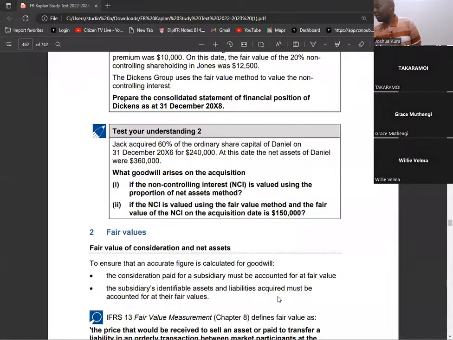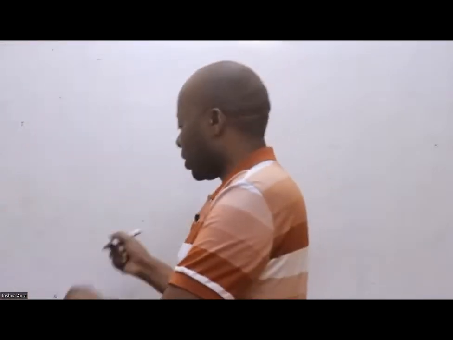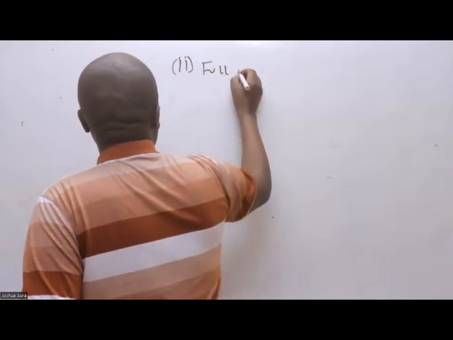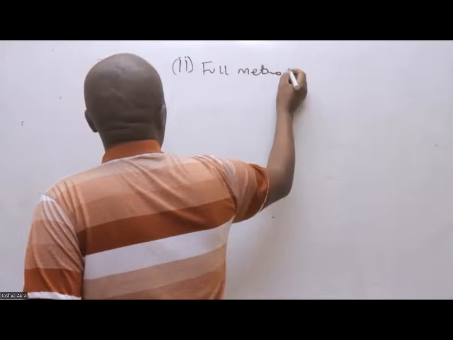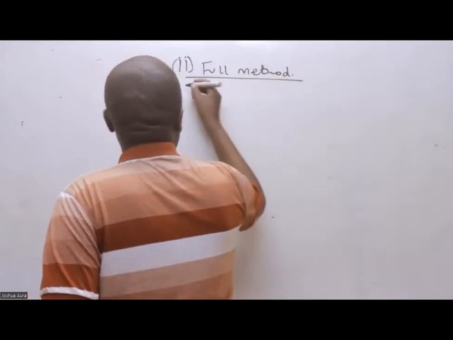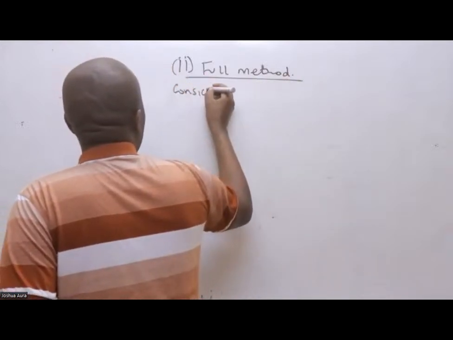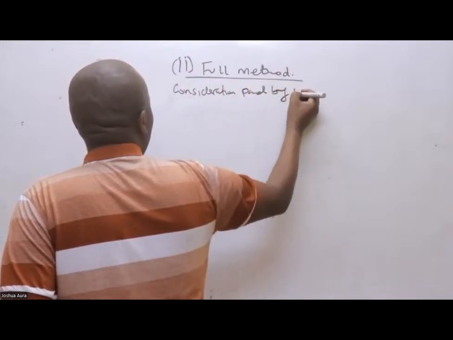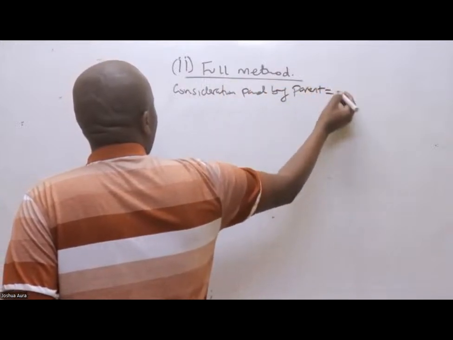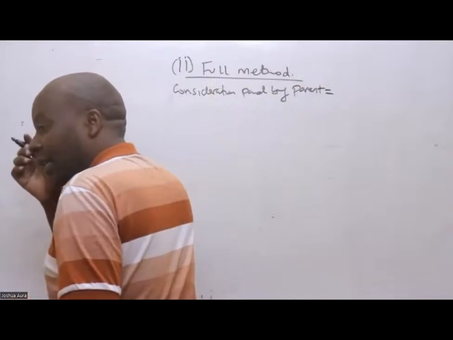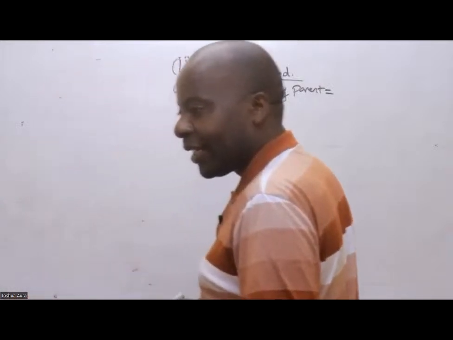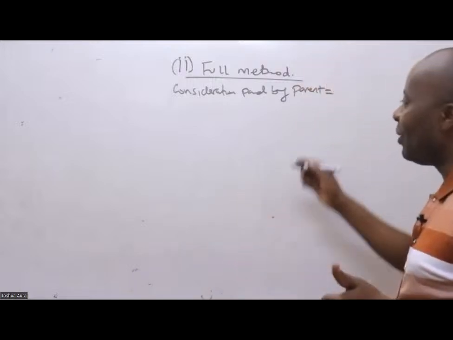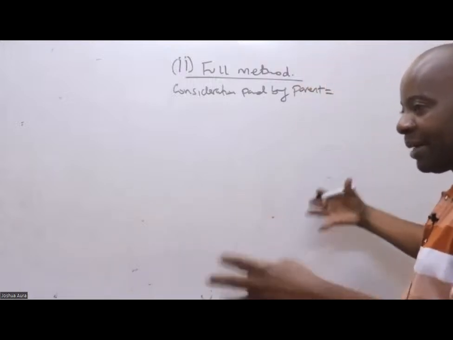So I will come here and say consideration paid by the parent. Roman 2 is the full method of calculating goodwill. The parent, the one who acquired 60%, is the one who has got control. So is there somebody who has a figure there? I can see Paul has something there. Can somebody give me this consideration? What amount was paid by the parent company?